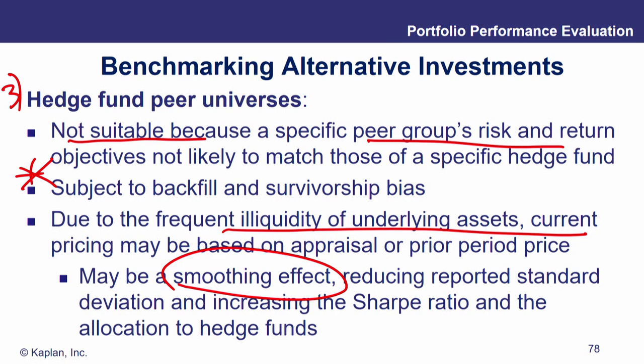And what does a smoothing effect do? Well, if we're looking at a Sharpe ratio, it lowers the volatility of the denominator. It makes the investment look better from a Sharpe perspective than it really is, and then you want to put even more of the percentage of the portfolio into hedge funds. So again, all three of those are really not good methods to benchmark hedge funds.